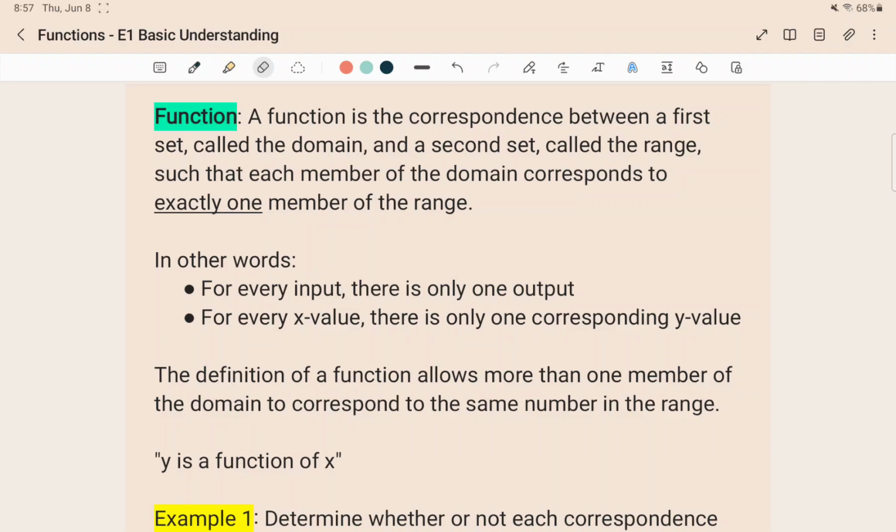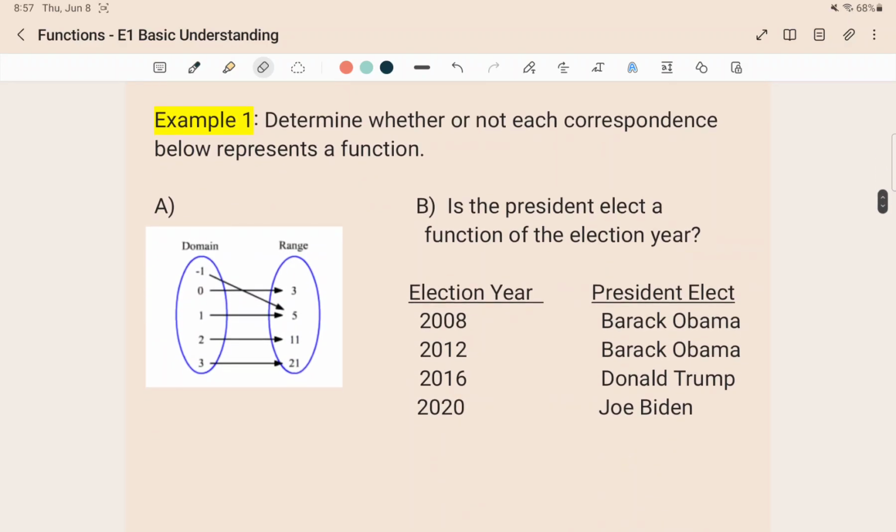When defining a correspondence as a function, you'll often hear "y is a function of x" to emphasize that y depends on x. Let's work through a few examples together. Example 1. Determine whether or not each correspondence below represents a function. Here we have a set of values in the domain corresponding to a set of values in the range. -1 corresponds to 5, 0 corresponds to 3, 1 to 5, 2 to 11, and 3 to 21. Since each member of the domain corresponds to exactly one member of the range, this is a function.